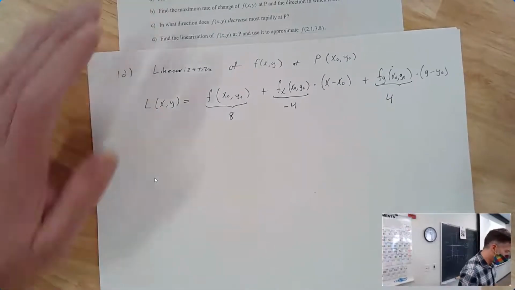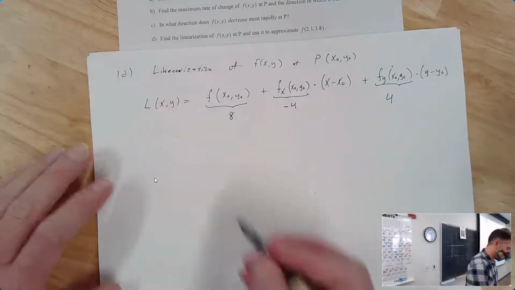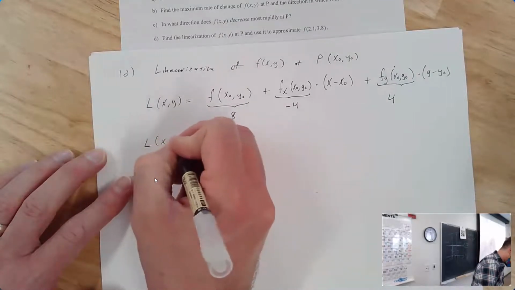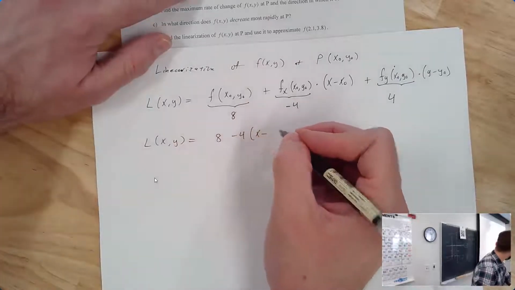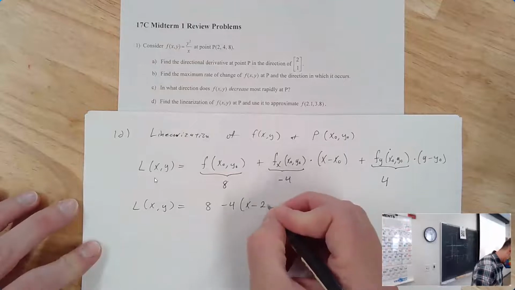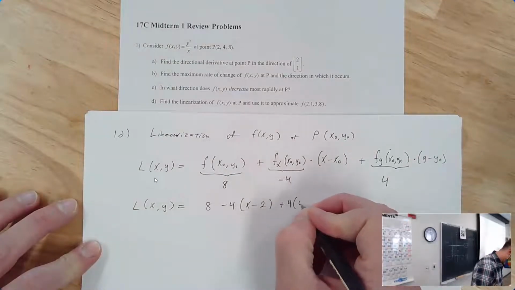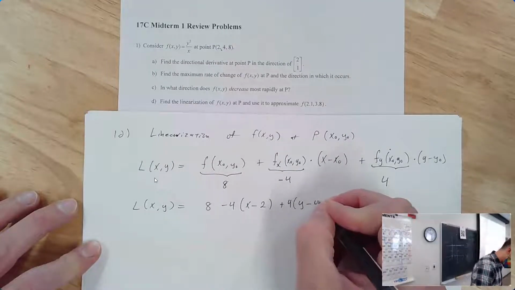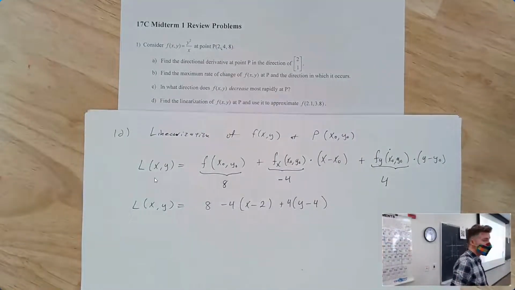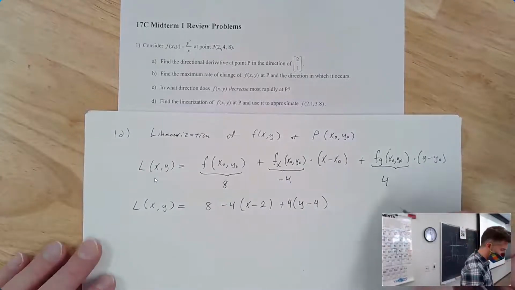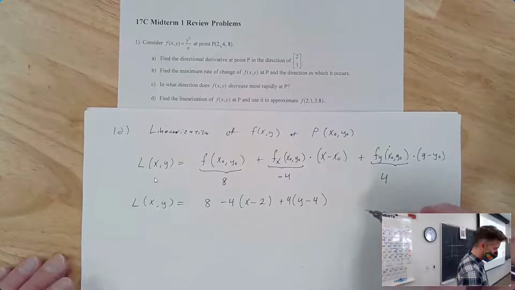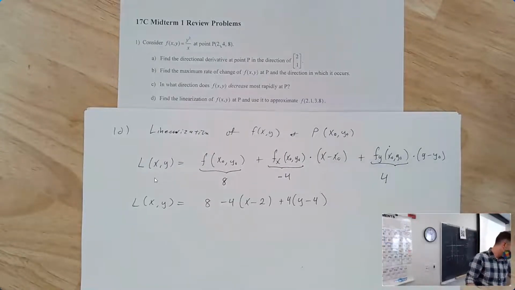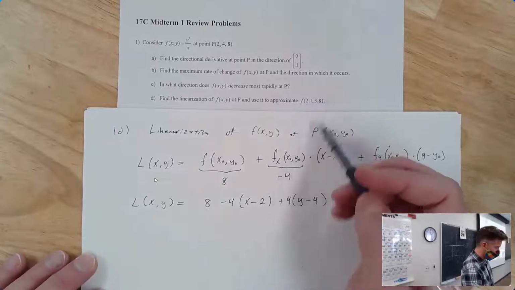And then we want to use it to approximate f of 2.1, 3.8. So let's write this out. We've got our linearization is 8 minus 4 times x minus x naught, which is 2, plus 4 times y minus y naught, which is 4. There's our linearization. You should not simplify this further. You certainly could; if you simplify this further, it would look like -4x plus 4y, but I'm going to tell you, it's easier to plug in 2.1, 3.8 to this.